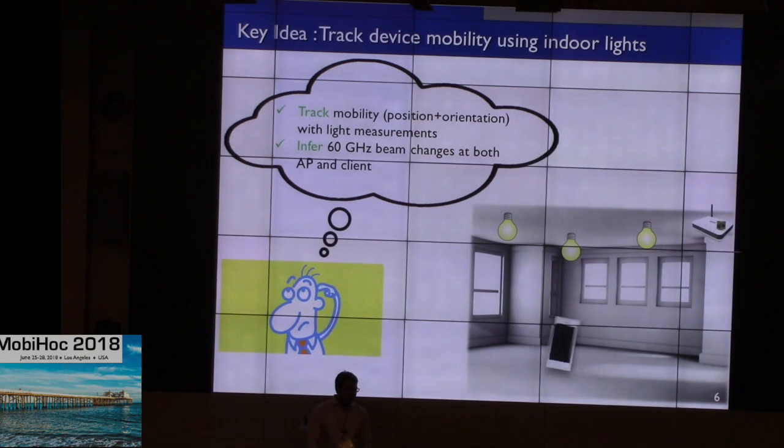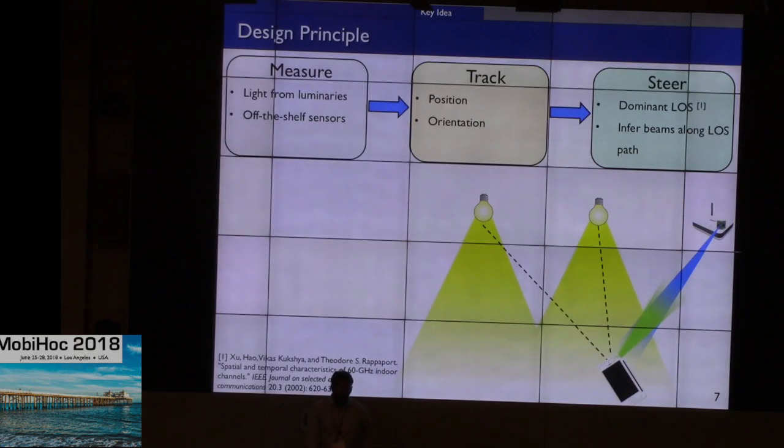So if the device is moving around, we can infer the mobility, and then consequently the beams that you need to adopt at both ends. To further elaborate this design principle, there are three key stages in SearchLight.